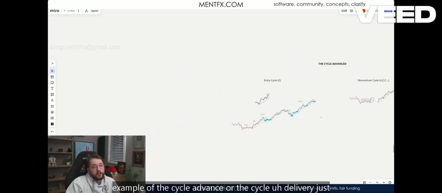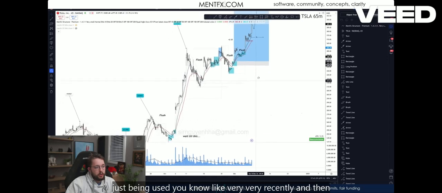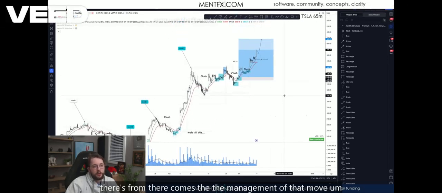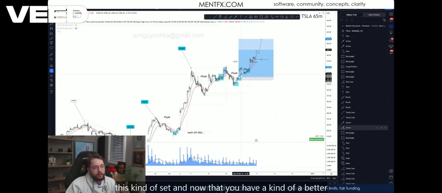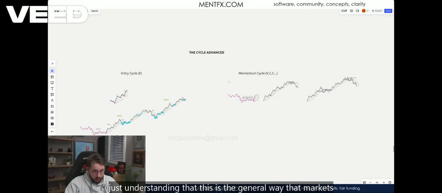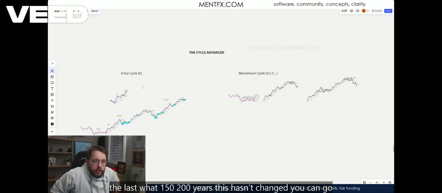That's another example of the cycle advance or the cycle delivery being used very, very recently. And then from there comes the management of that move, and it happens the exact same way. Now that you have a better understanding of the cycle advance, and everything you've done so far has created a full understanding of how markets operate without any other nonsense, it's just understanding that this is the general way that markets have delivered, and still will deliver, for the last 150, 200 years. This hasn't changed.